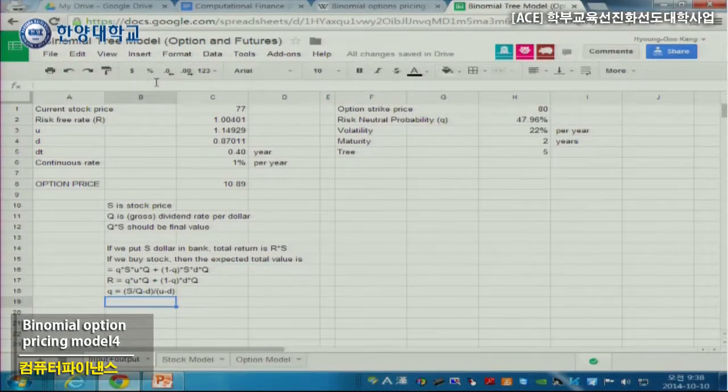So it is almost the same as the previous case. The only difference is that we divide R by Q. In this case, R is the expected return of the asset. But since we have dividend, we should reduce expected return by the amount of dividend payment.